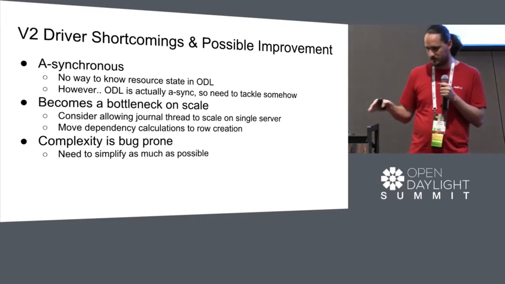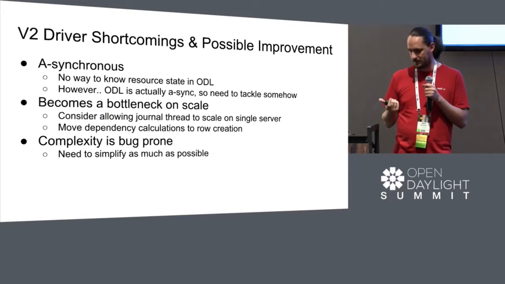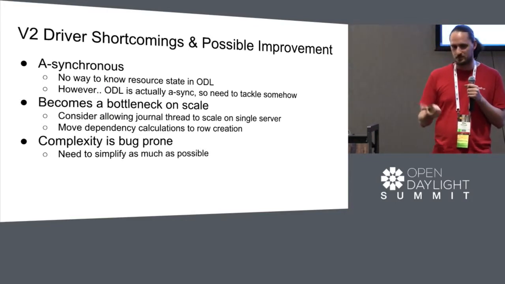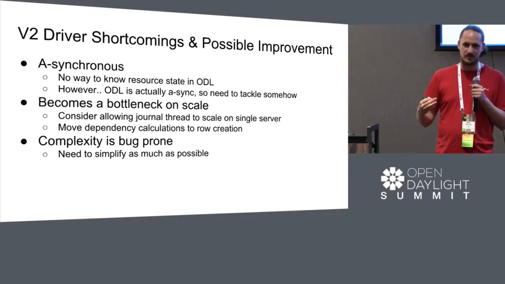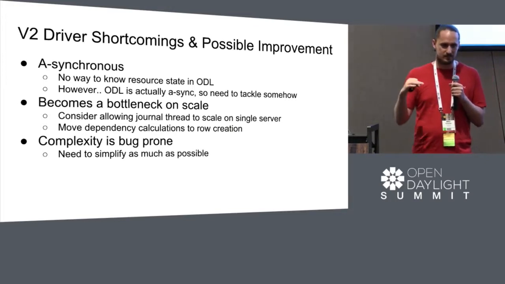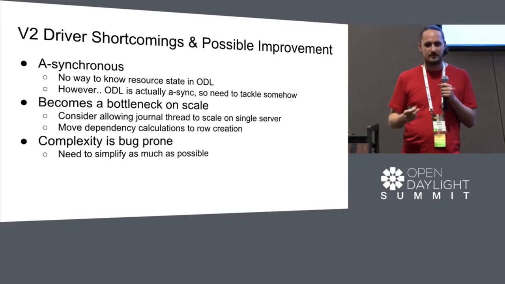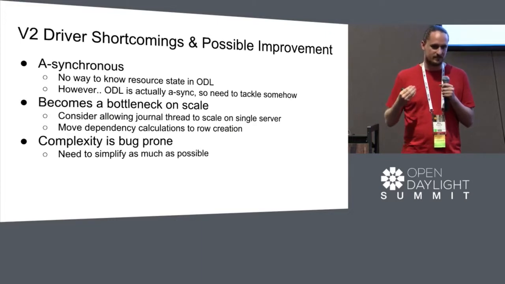But there is a serious problem of not knowing the resource state, and it's actually tied to the way ODL works, because ODL itself is asynchronous. So we need a good way in OpenDaylight to know the resource state. Like if I have a port, I need to know if this port is really up and consumable. And then we have this problem of how to reflect that back to OpenStack.